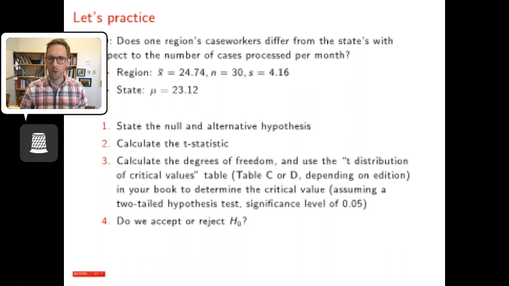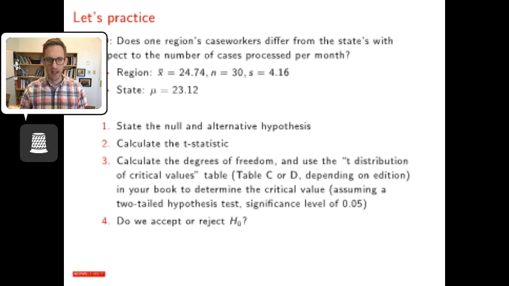And remember what that is under the one sample t statistic. And you can go into your book, and it depends on what edition you have, but it's table C or D. The idea is to look at the t distribution of critical values. There'll be a table there.